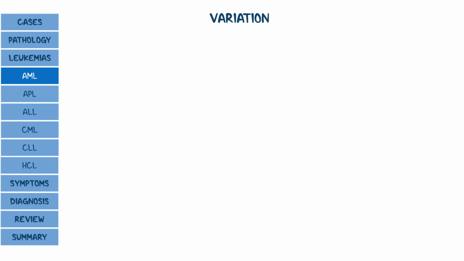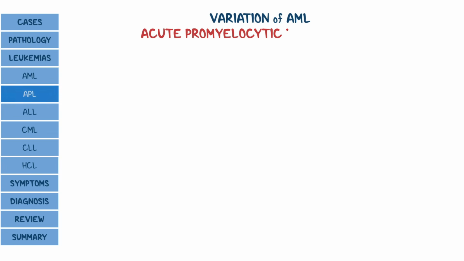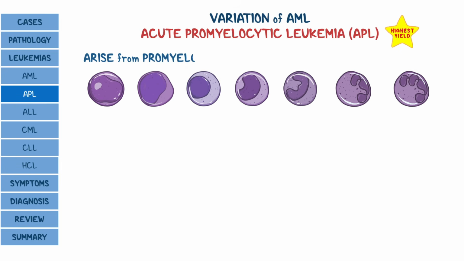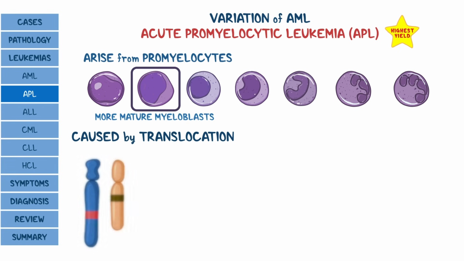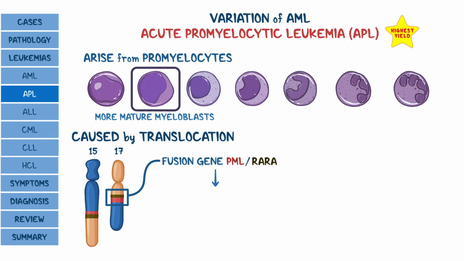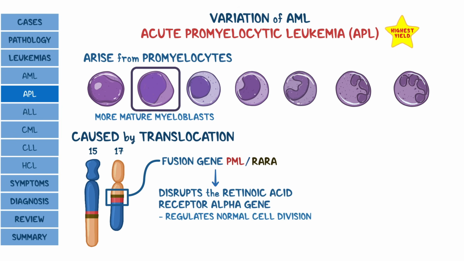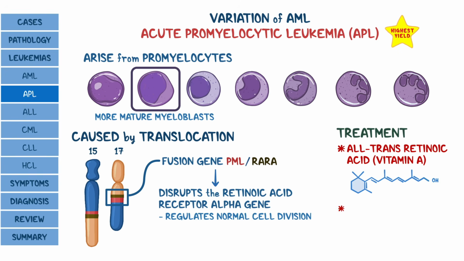Okay, now a variation of AML is acute promyelocytic leukemia, or APL. This type of AML arises from promyelocytes, which are more mature myeloblasts. It's caused by translocation of chromosomes 15 and 17, which results in the formation of a fusion gene called PML-RARA, which disrupts the retinoic acid receptor alpha gene. This gene codes for a protein that regulates normal cell division. The treatment is all trans-retinoic acid, or vitamin A, and arsenic, which induces the differentiation of promyelocytes.